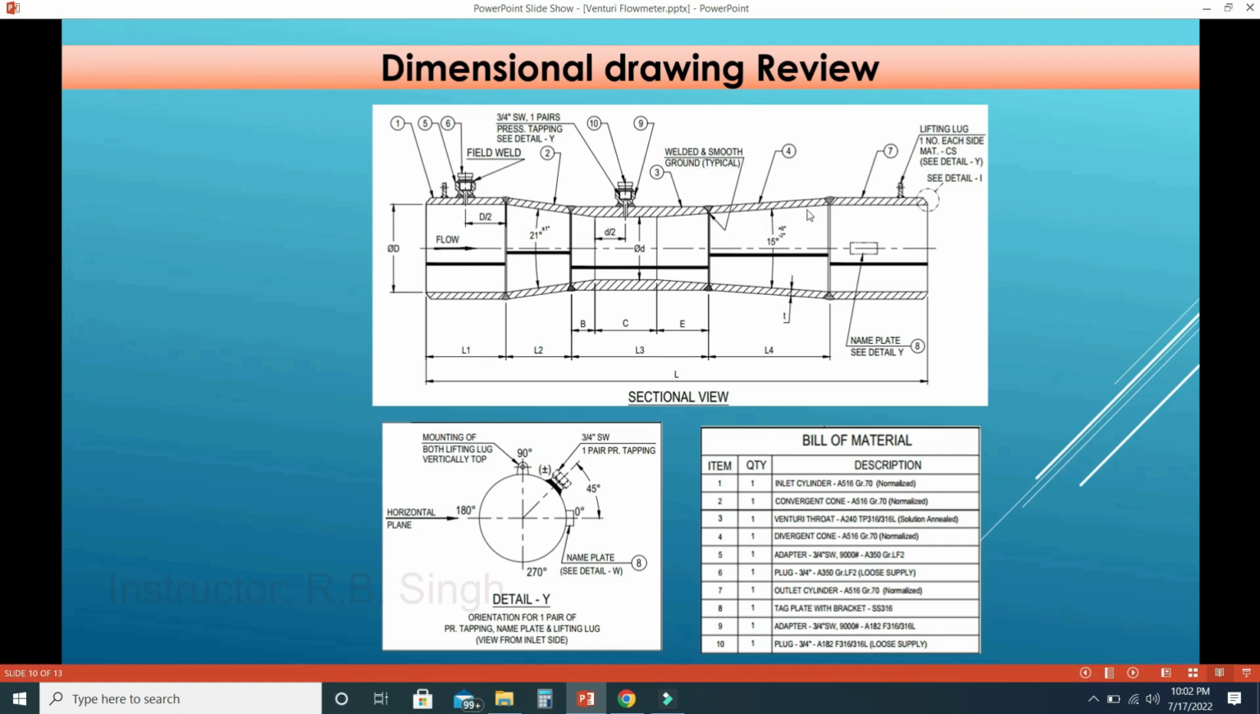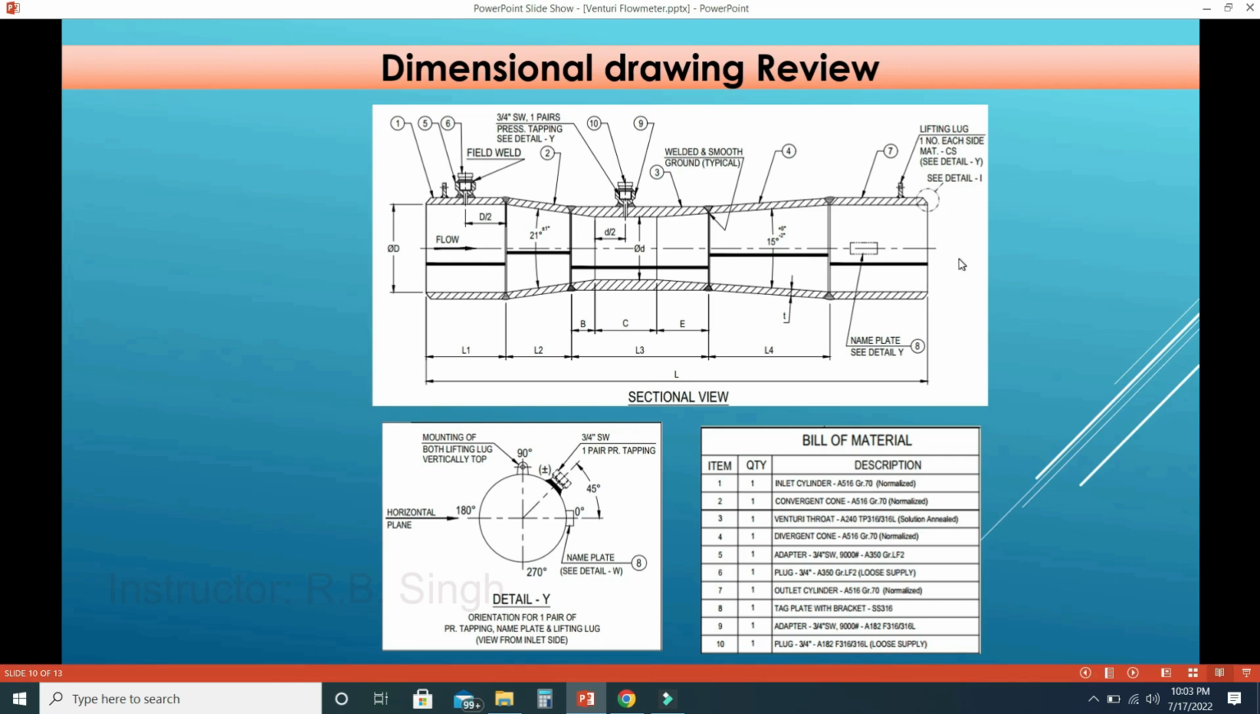This is the divergent cone, and the divergent angle is 15 degree. Again, the seven number is outlet cylinder. So this is the inlet cylinder, this is the outlet cylinder. If there will be flange, then here and here will be flange. Although this is the bevel design or welded design, so we cannot use the flange. So there is this types of design for welding basically.